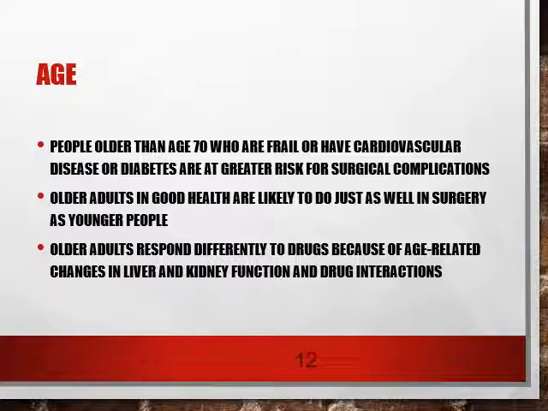Older adults respond differently to drugs because of age-related changes in liver and kidney function. Now, I know we've talked about that before. When there's changes in the liver and kidney that are filters, they're unable to filter as well as they used to when they were young. So it's going to affect drugs filtering through their liver and kidneys.